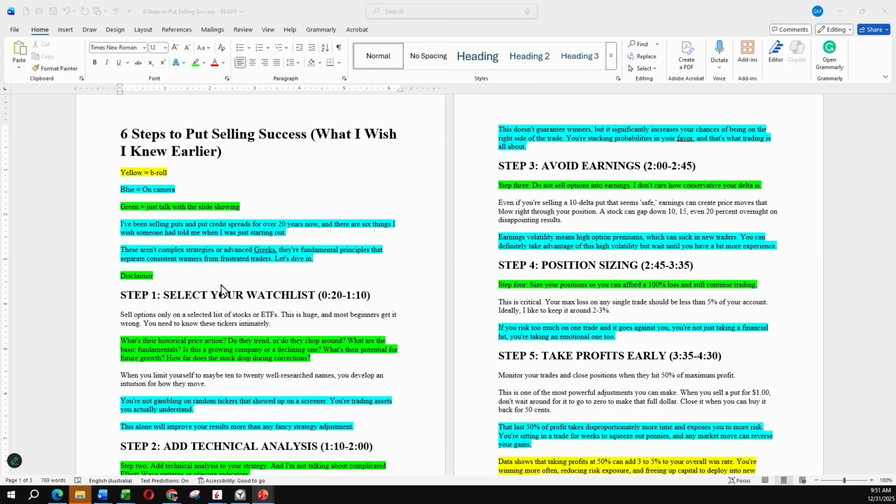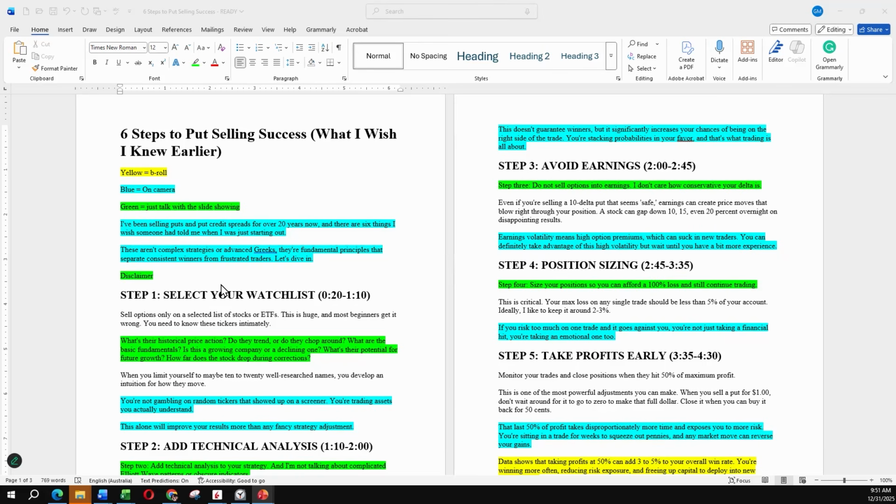Earnings volatility means high option premiums, which can often suck in new traders. You can definitely take advantage of this high volatility, but wait until you have a little bit more experience with options trading and stick with risk-defined strategies like a bull put spread rather than a naked put.